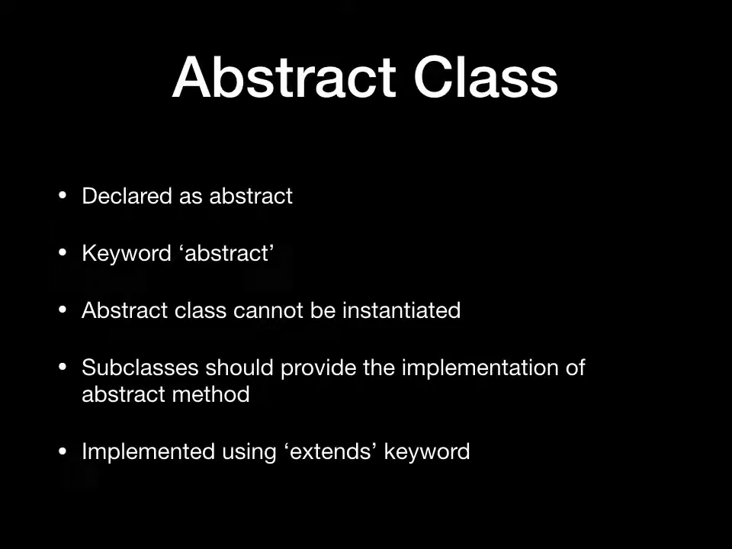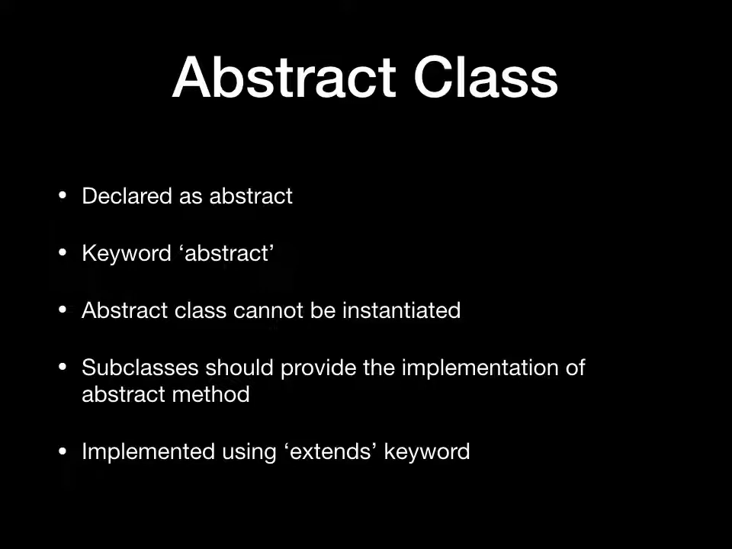A class which is declared as abstract is called an abstract class. It may or may not include abstract method. So, what is an abstract method? Abstract method means a method declared without its implementation.